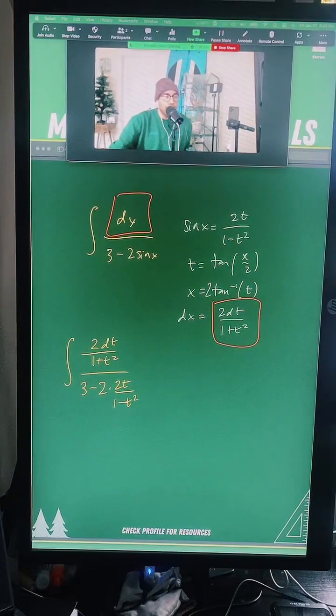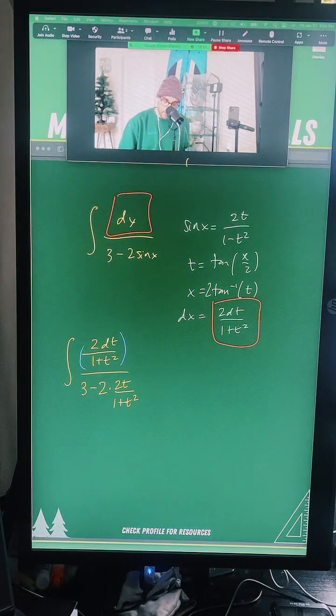Okay, so let's go back over here. I'm just going to double check that I wrote everything correctly. Our dx is 2 dt over 1 plus t squared. And then our sine value is going to be 1 minus. Yeah, everything looks good here. Although the sine of x, oh, actually, I lied. Sine of x should have 1 plus t squared on the bottom. There you go.